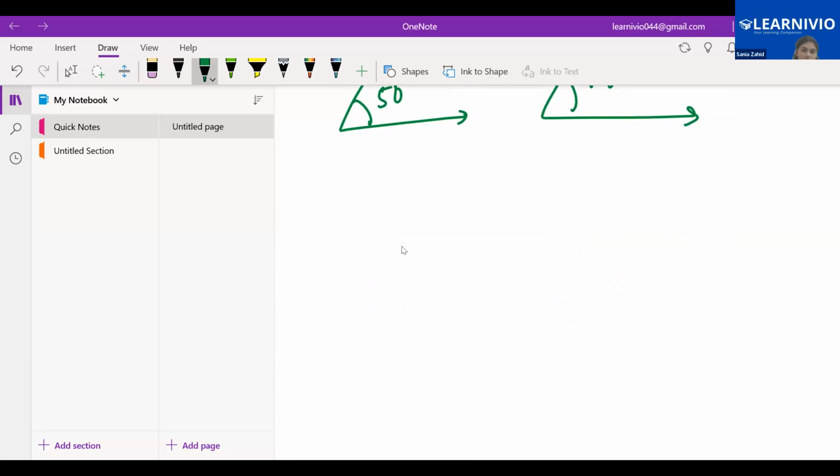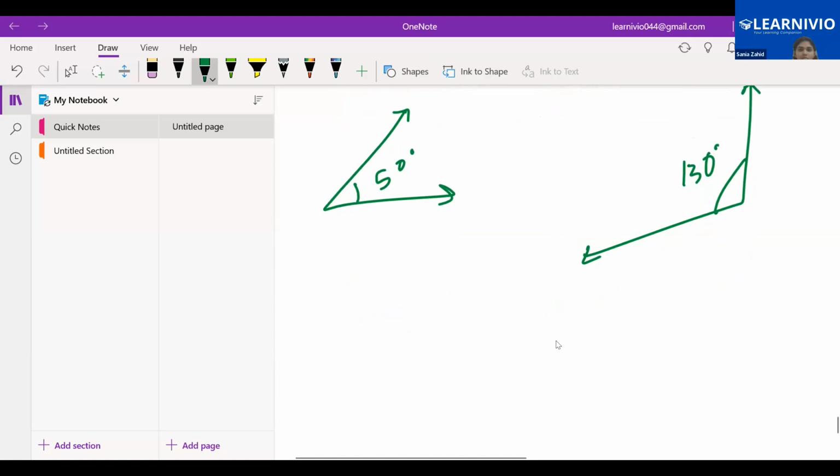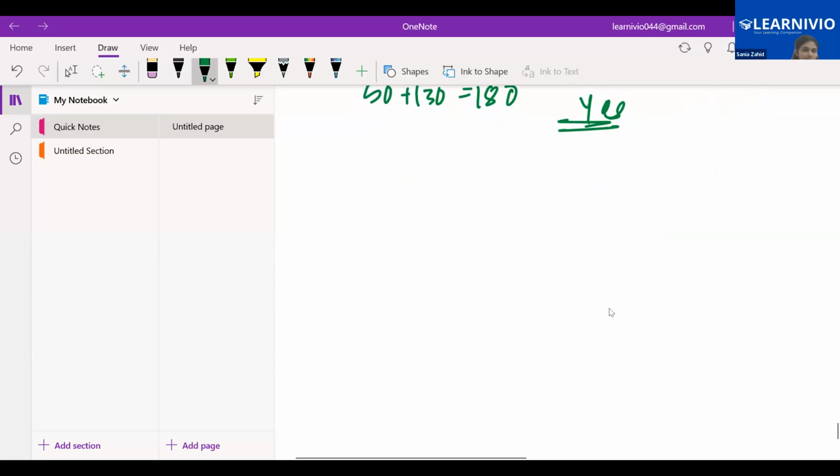Now next you have 50 degree and 130 degree. Ma'am, it's supplementary. Yes, because 50 degree plus 130 degree gives you 180 degree. So yes, they are supplementary. Fine.